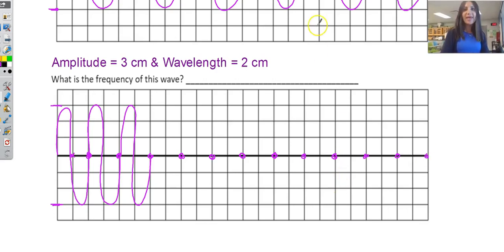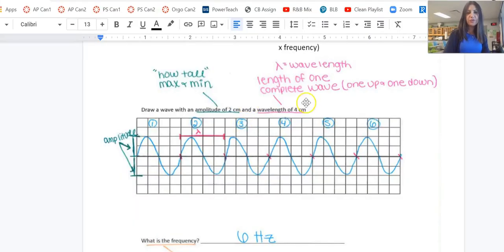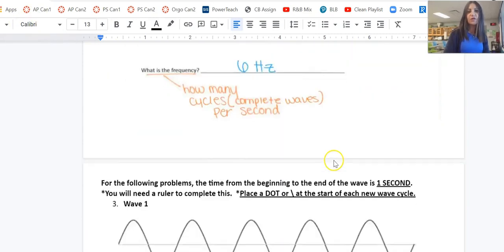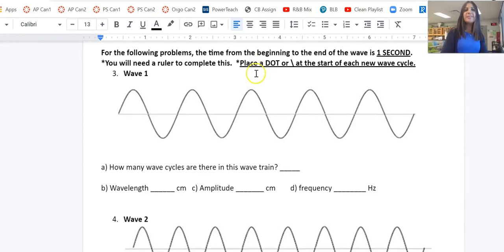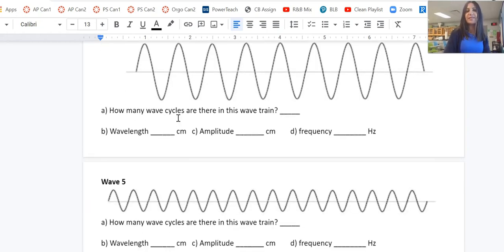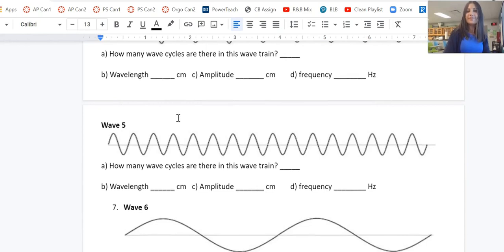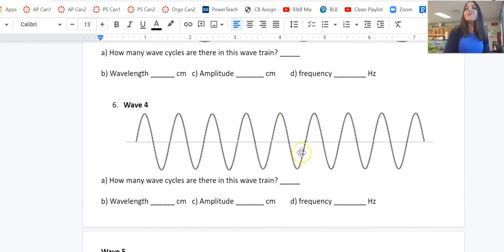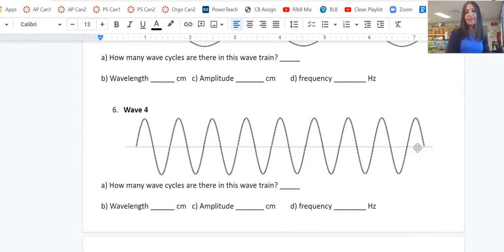Okay, all right, and then let's take a look back at the worksheet real quick and make sure there isn't anything else that might look confusing. I did say to place a dot or a slash at the start of each new wave cycle, so make sure you do that for yourself. Again, remember, this is not one wave cycle, so that's not where you would put your dot. You would put it here. Up through a crest and down through a trough is one wave cycle. On these, you're just going to label how many wave cycles there are. Just so you know, in wave 4 there is an extra half, so when it asks you for that, you can say 0.5.